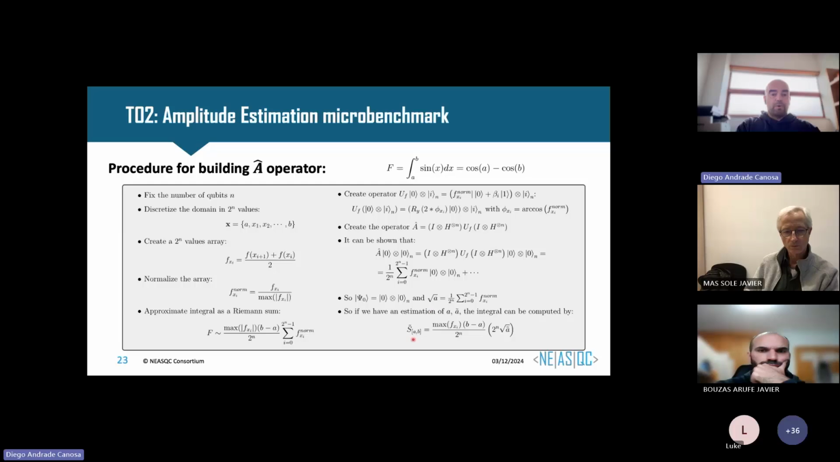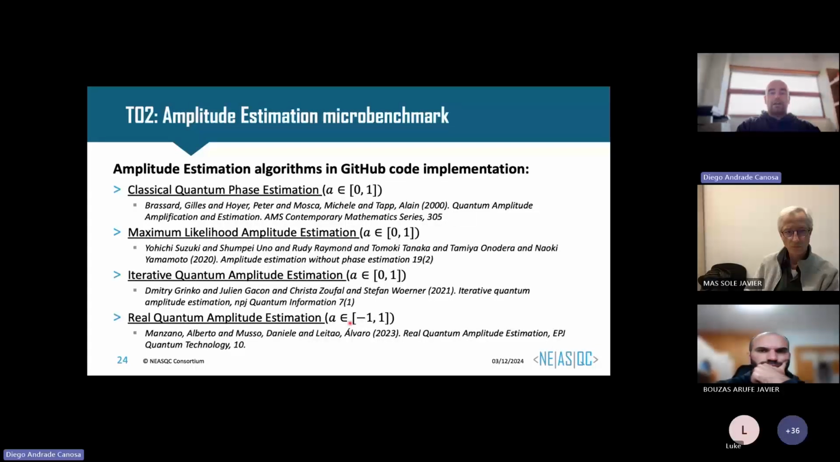So at the end of the process, we want to compare the value that we have produced with the quantum platform with the approximation of the Riemann sum. And the closer the two values, the better. So again, in this case, we have many methods in the literature to do so. The first three methods that we list here only consider the positive interval, and only the last method is able to achieve the right result also in the negative interval.